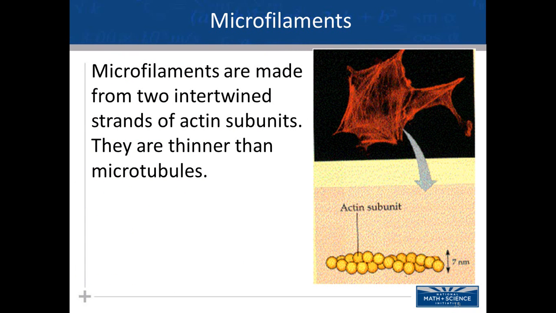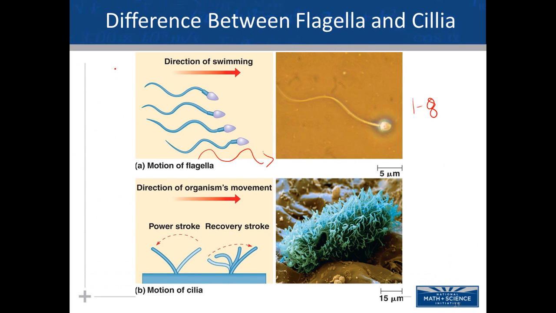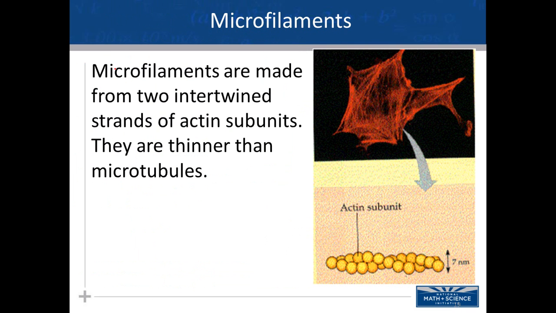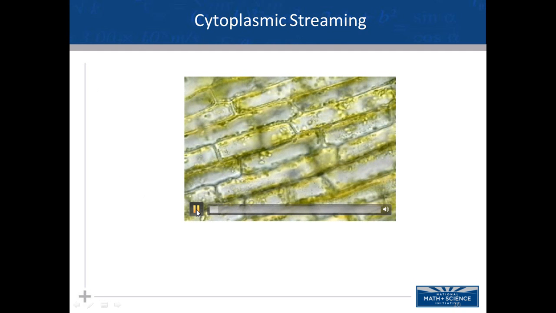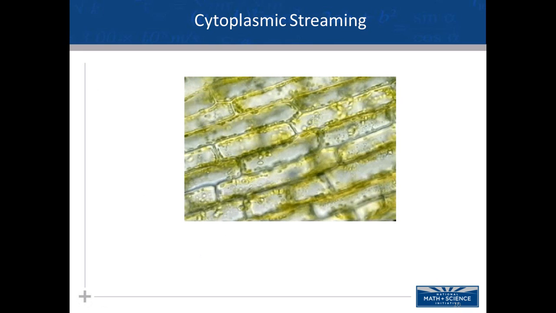All right, so now let's talk about microfilaments. Microfilaments are much thinner than microtubules, and they are solid. They're not hollow, and they are made out of 2 intertwining strands of actin subunits. Microfilaments are responsible for a process called cytoplasmic streaming, which you can see in this little video, causing the organelles to move around within a plant cell.